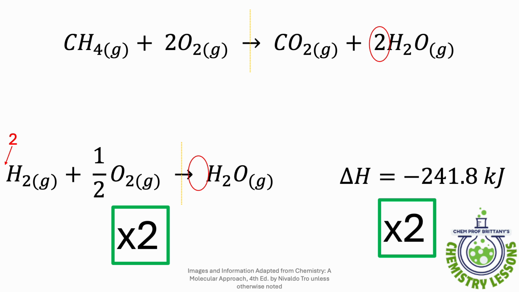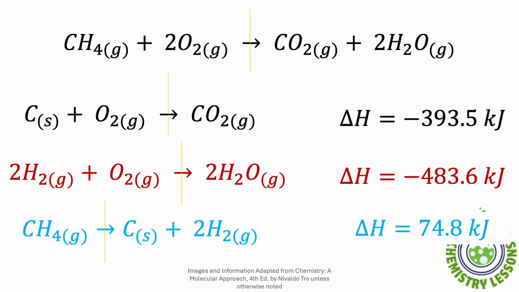I have half an oxygen. If I multiply that by 2, that gives me 2 halves or 1, so it cancels out the coefficient. And I currently have 1 water molecule, so 1 times 2 gives me 2 water molecules. And whatever math I do with my equation, I also have to do it to the enthalpy. So that negative 241.8 becomes negative 483.6 kilojoules. All right, so let's bring that back over here.